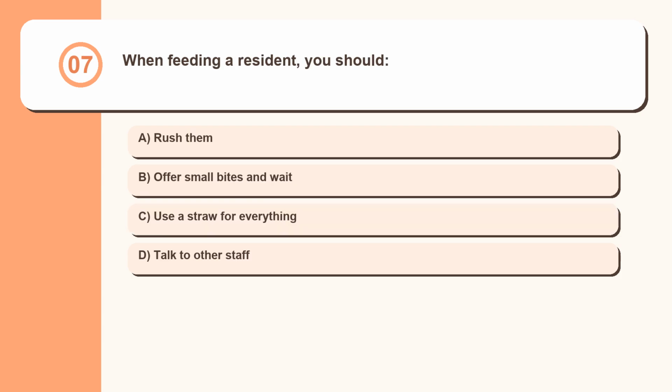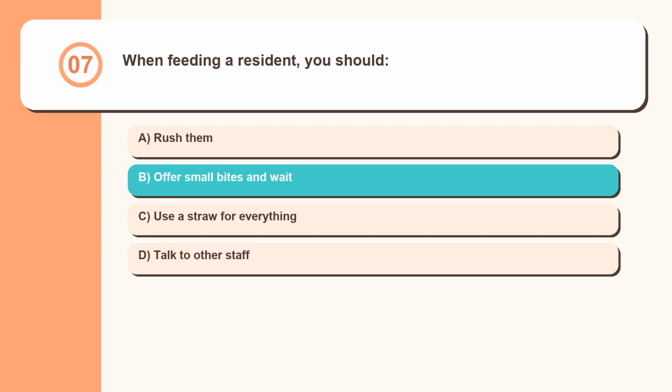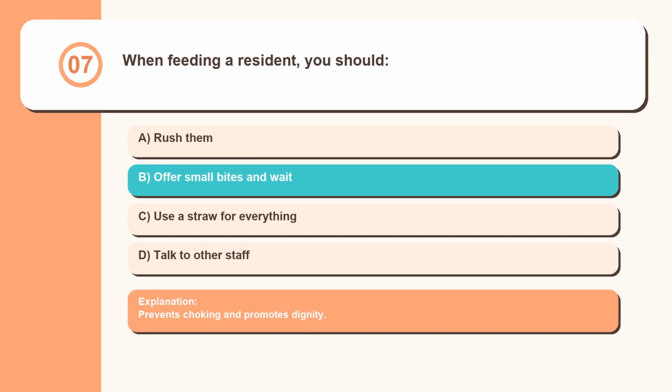Question 7. When feeding a resident, you should rush them, offer small bites and wait, use a straw for everything, talk to other staff. Prevents choking and promotes dignity.